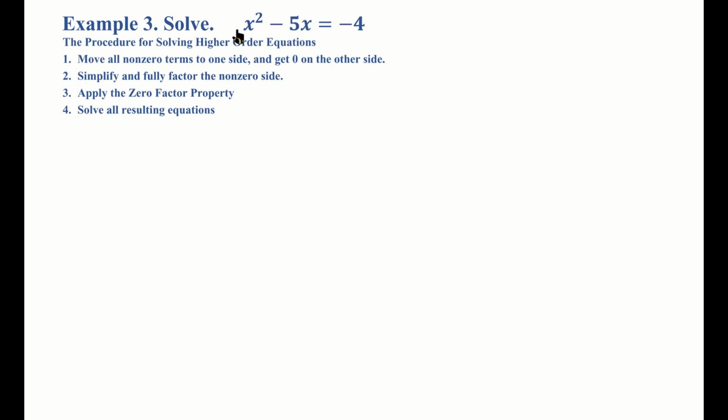So here, it looks like we do need to do a little bit more work. We're going to move all the non-zero terms to one side and get 0 on the other side. So I have these two here already. I'll just bring -4 over to join them. Remember, we accomplished that by adding 4 to both sides, which is the same thing as saying move -4 to the other side and change the sign.